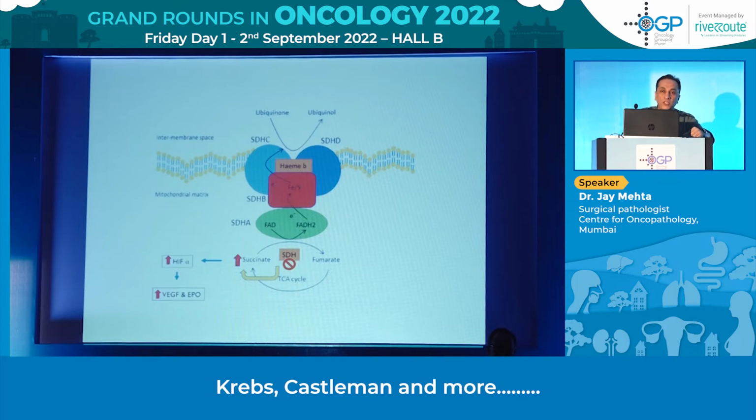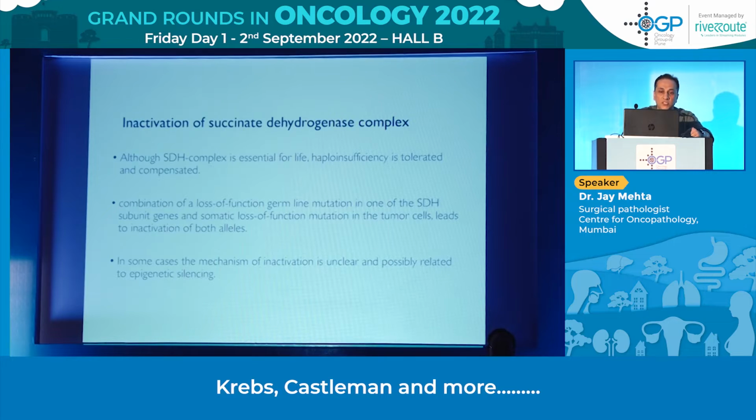If you have a mutation in the gene which encodes this enzyme, you have a backup of succinate that leads to, again, stabilization of the hypoxia-inducible factors, leads to increased VEGF and EPO, that's the erythrocyte EPO, which leads to an increase in the RCC, and that's the whole mechanism which happens with SDH deficiency.